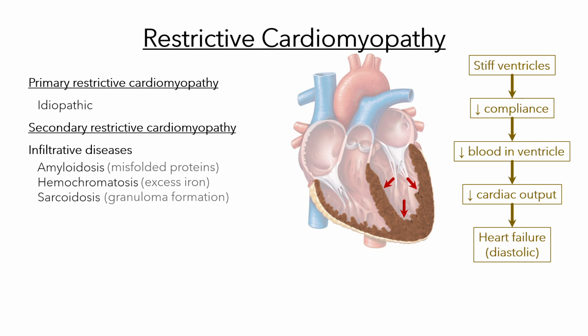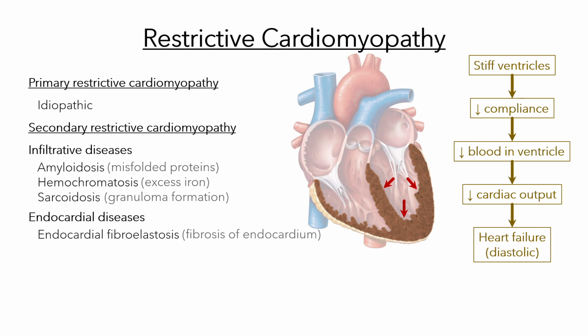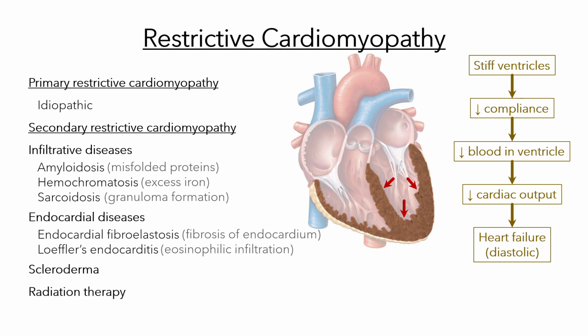Additionally, endocardial diseases like endocardial fibroelastosis, where fibrosis develops in the lining of the heart and subendocardium, and Loeffler's endocarditis due to eosinophilic infiltration causing tissue damage and fibrosis, can also lead to restrictive cardiomyopathy. Scleroderma and radiation therapy-induced heart tissue damage can also result in the stiffening of the myocardium.